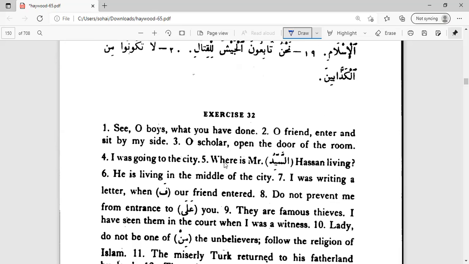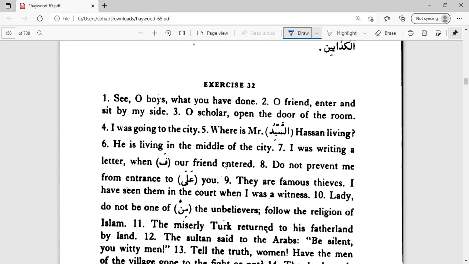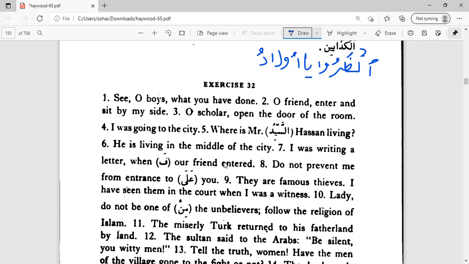So let's look at exercises. Number 1, see, oh boys, what you have done. Whose turn is it now? Me. We have to use the imperative form. So unzur ya awladu. Yes, unzuru ya awladu. And then there is what you have done. Ma taf'aluna. What you have done.